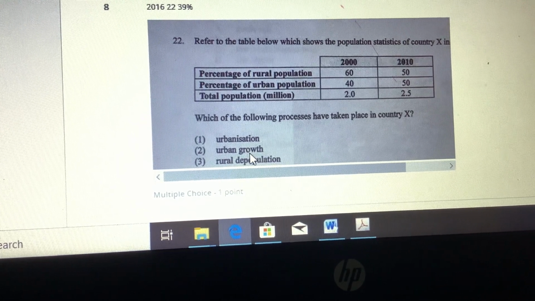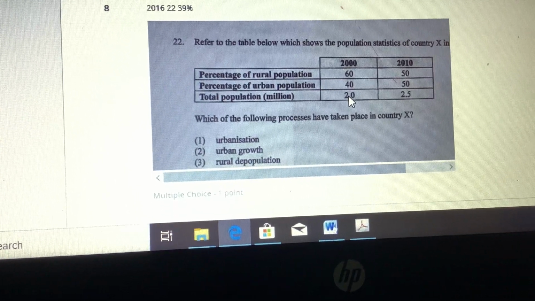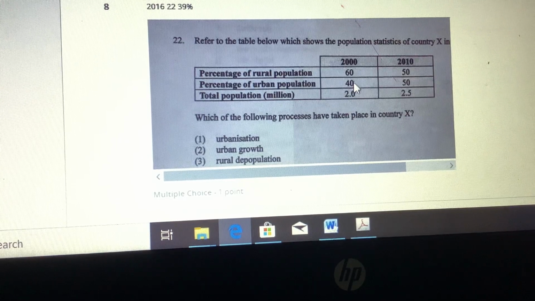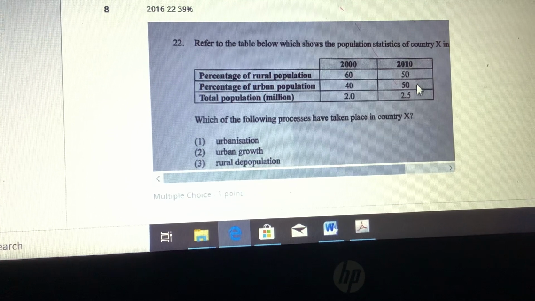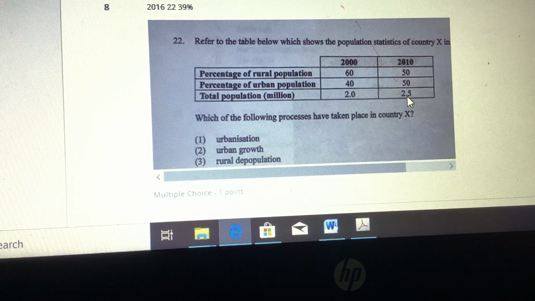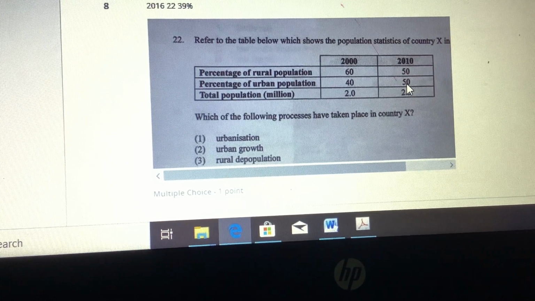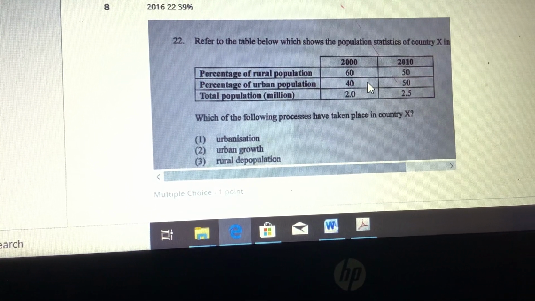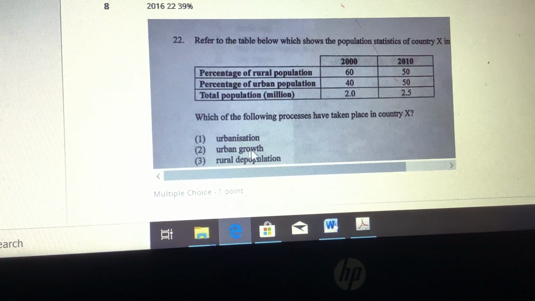How about the urban growth? For urban growth, you have to do some calculation, which is 2 million times 40%. And then how many people is that? Okay, 800,000. How about this one? 2.5 million, and then times 50%, and it should be 1.25 million. So in general, the urban population here is increasing, so urban growth exists also.